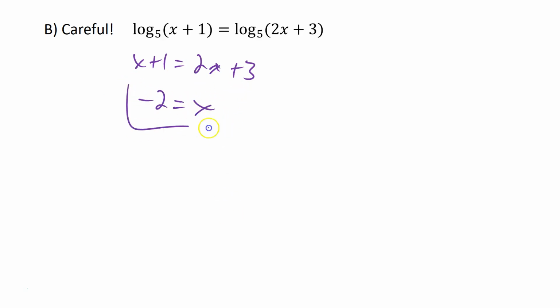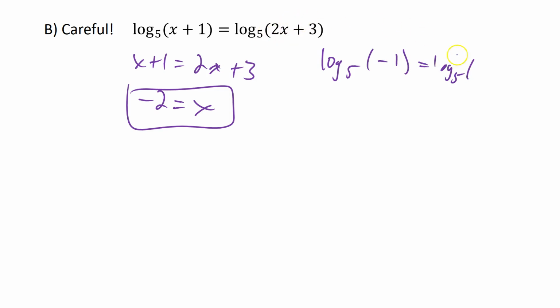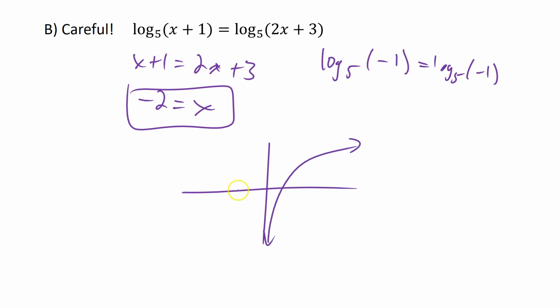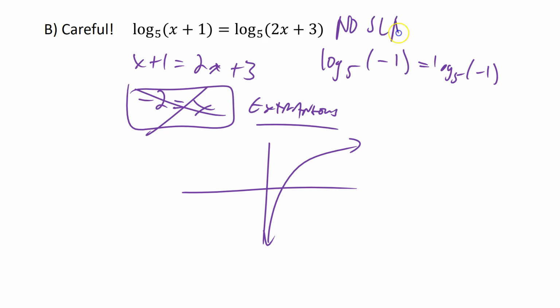Now, initially, this seems like it should work just fine. But if you plug it back in, you have log base 5 of negative 1 equals log base 5 of, let's see, negative 1 again, right? But the problem with that is, what do logs look like? They look like this, right? Can you take the log of a negative number? No. This is an extraneous solution. Remember that big word? So this is actually not a solution at all. So this has no solutions.